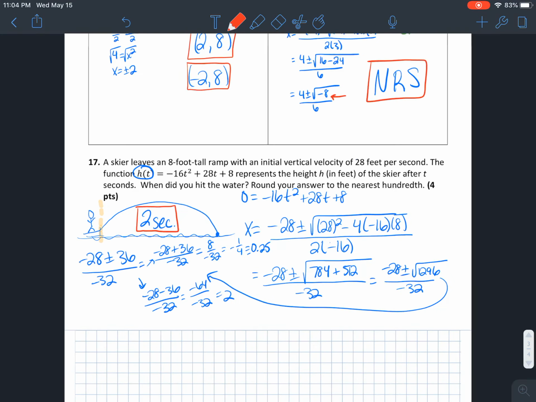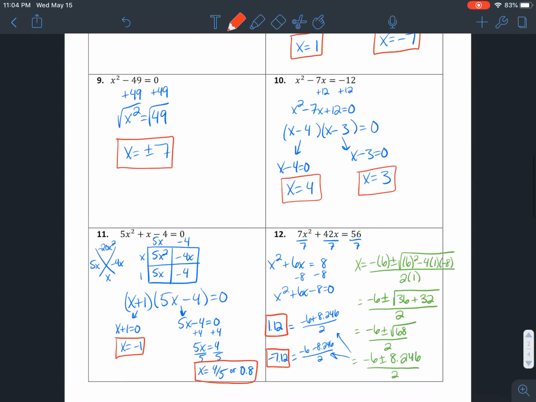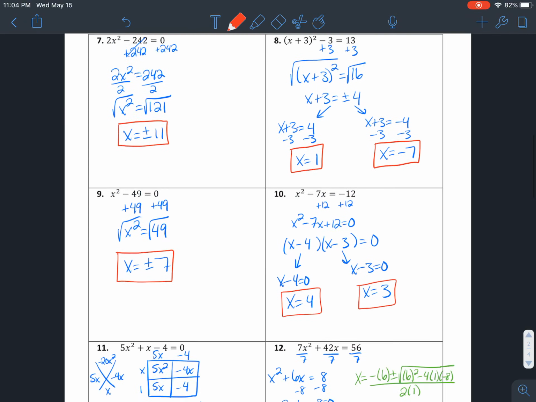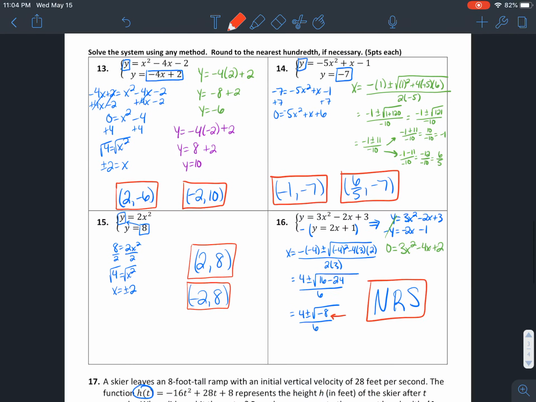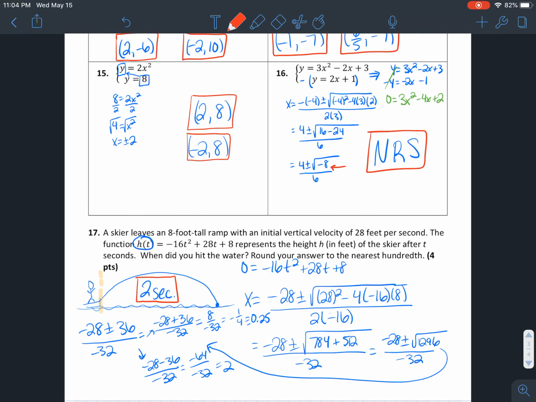That does it for page 3 and the entirety of our test review. I'm going to go ahead and post this answer key along with the links for the 3 videos for my walkthroughs for the Chapter 9 test review.